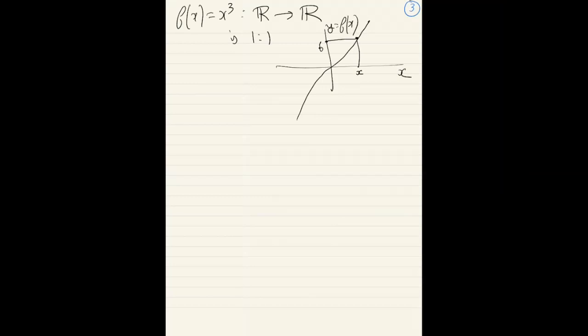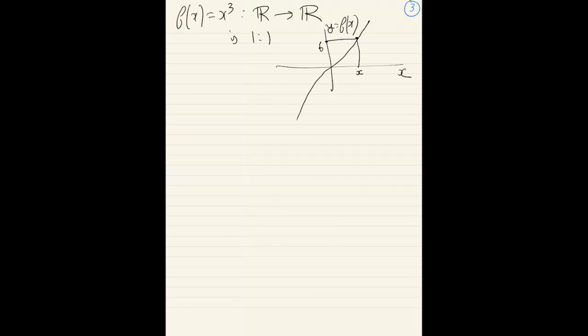f of x is equal to x cubed, going from real numbers to real numbers, is 1:1. If you recall that plot, as soon as you know the value of the function, you can directly say which x it was coming from. There is no ambiguity in that, right?